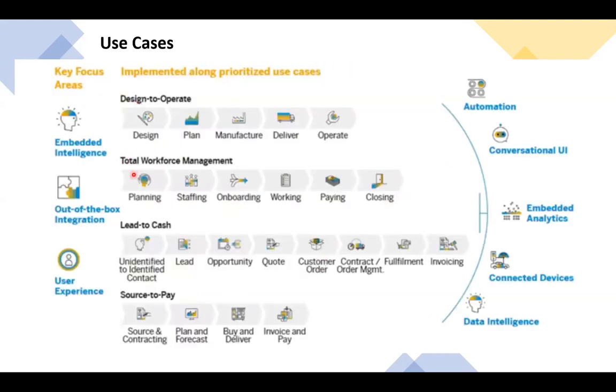Okay, and this is just for simplification. What are the use cases functionally? This slide is for the functionalities we have. Embedded intelligence, out-of-the-box integration, of course user experience, how the user experience is across all the industries. And automation comes here, and conversational UI, embedded analytics, connected devices, data intelligence, etc.